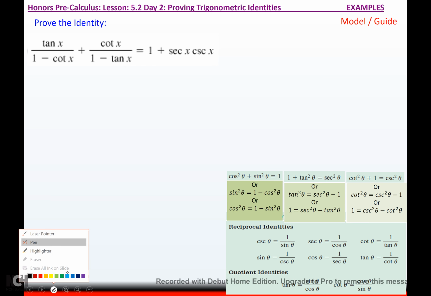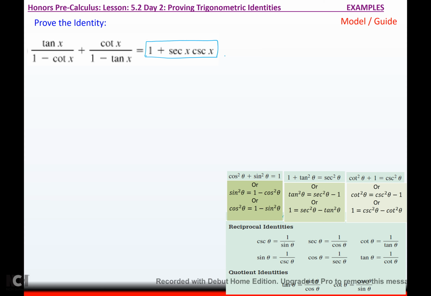I'll get a different color. I work these out ahead of time because they can get quite complicated and I always forget how I solved them. And now I'm trying to figure out why I did what I did. Well, first thing I'm going to do is rewrite everything in terms of sine and cosine, because I look at this side and I see that they want it in terms of secant and cosecant, which are the reciprocals of sine and cosine.